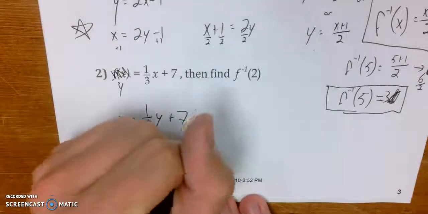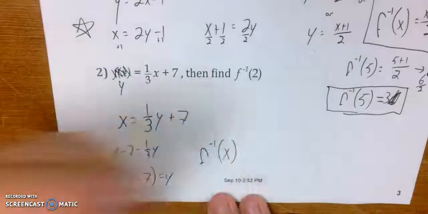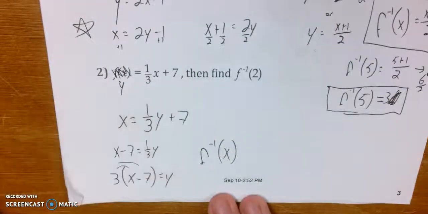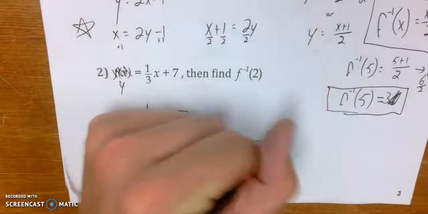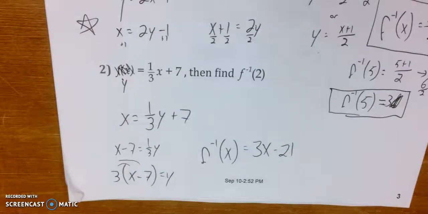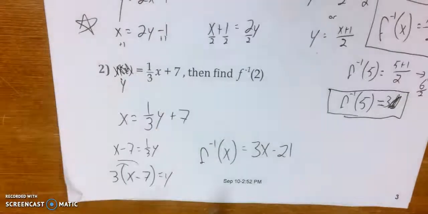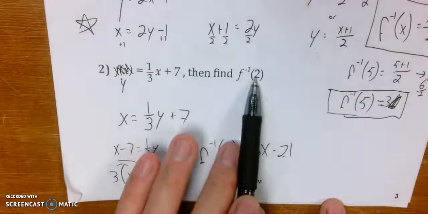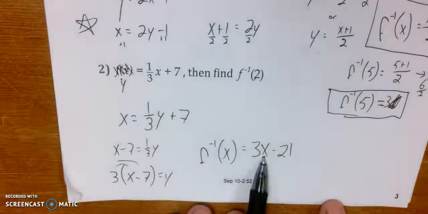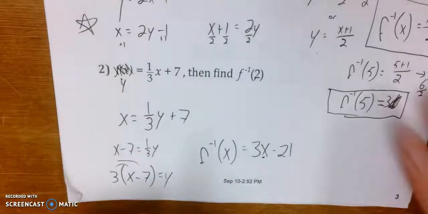All right, my inverse function of x is going to be good old-fashioned distribution. 3x minus 21, boom, celebrate, huzzah. Now if I wanted to evaluate this at a value of 2, we'll just plug in 2. 3 times 2 is 6, minus 21, we can do that easily.